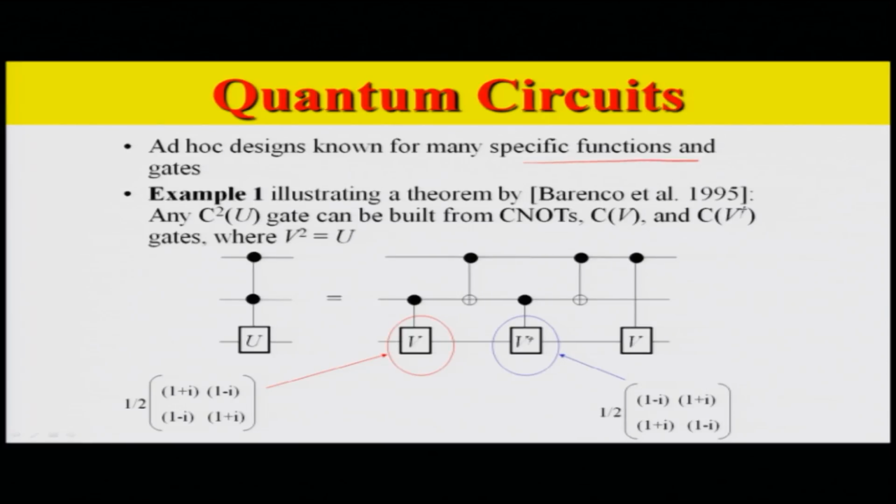There are quite a few ad hoc designs that are known for many specific functions and gates. So, here is an example taken from some work done back in 1995, where a Toffoli gate can be built from C-NOT, controlled-NOT gates, where a particular gate's implementation twice was essentially a unitary gate. This approach has been shown to implement certain specific functions, and this is how some of these wires and circuitry can be written. The final unitary operation is equivalent to the application of gates in this particular order.